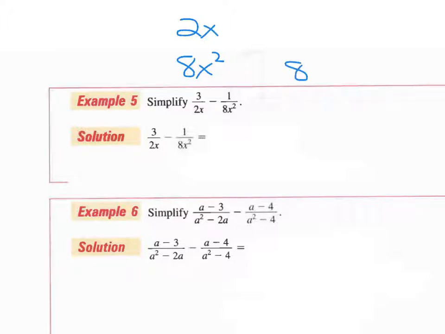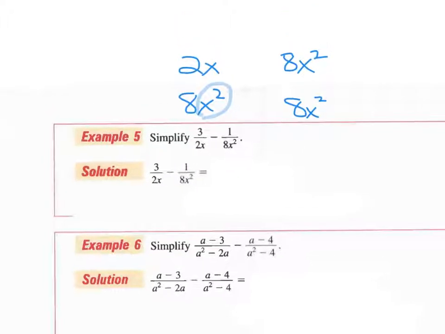What's going to be the x for the LCD? X to the what power? When you're doing LCD, pick the biggest exponent. So out of the 2 that I have, I'm picking the x squared. So 8x squared is going to be my common denominator. So what do I need to multiply 2x by to make it turn into 8x squared?